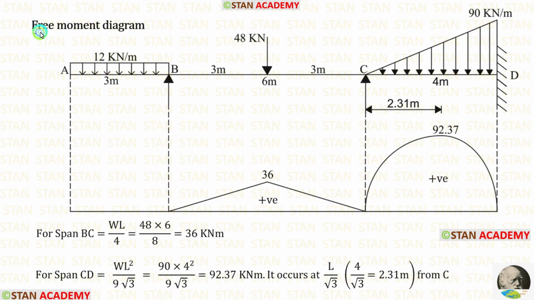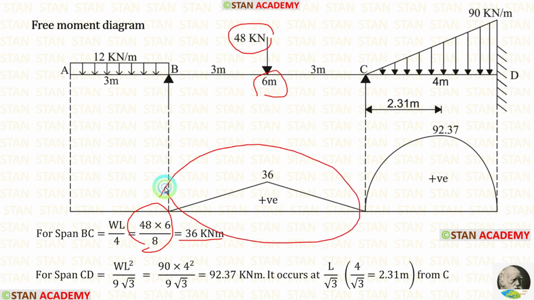Now let us draw the free moment diagram. To draw this diagram, we have to consider every span as a separate simply supported beam. In the free moment diagram, no need to consider the overhanging span. In the span BC, there is a point load 48 kilonewton. It is acting in the center. The formula to calculate the maximum bending moment is WL upon 4. Here W is 48, L is 6. When we apply the values inside the formula, we are getting 36. Using that, we can make this diagram.